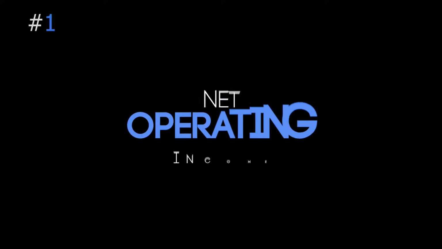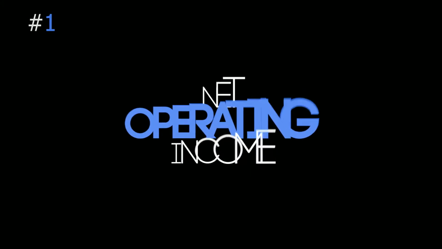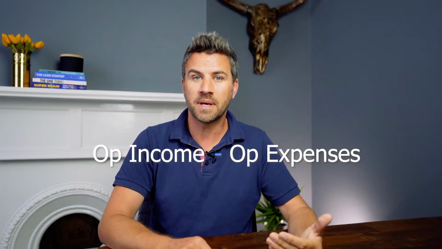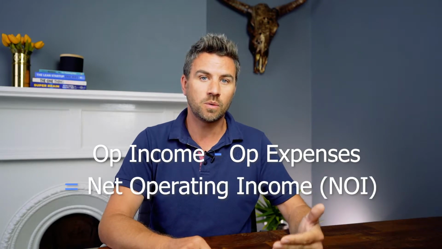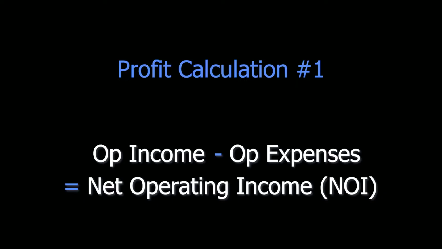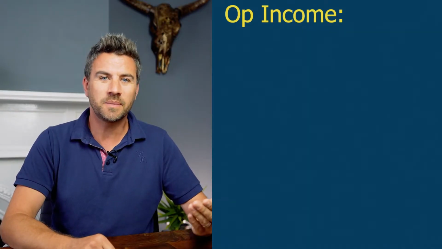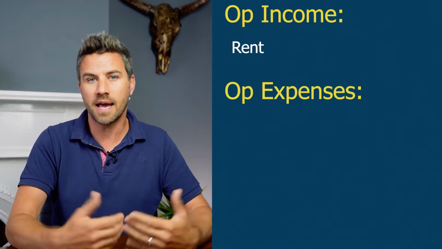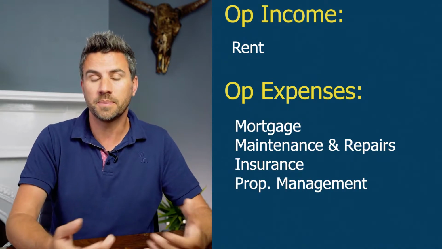Now there's three key calculations that you need to understand if you want to become a property investor. The first one is net operating income. This is where you take the operating income minus your operating expenses, and that figure equals your net operating income, or the NOI for short. So your operating income is typically the rent, and your operating expenses is everything else that you have to pay out for the ownership of that property.